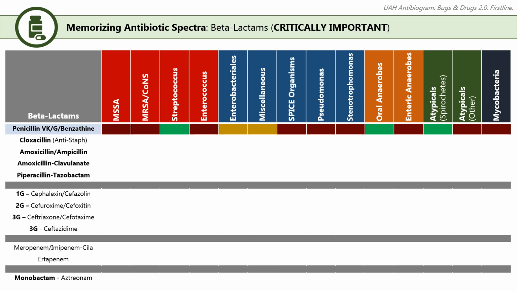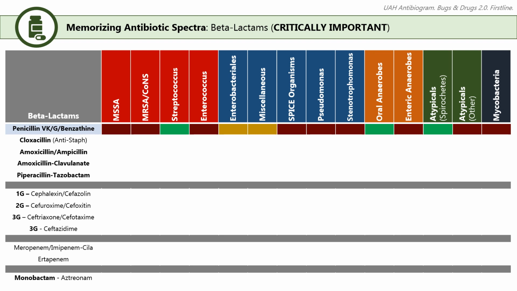One of the most important groups of antibiotics is the beta-lactams. Let's start with natural penicillin. Penicillin G if parenteral, or penicillin VK if oral. Always moving left to right through our schema, penicillin does not cover MSSA, MRSA, CoNS, or Enterococcus, but is an excellent choice for most streptococci. There is some unreliable activity against Enterobacterales, but it would be rarely used for this reason.